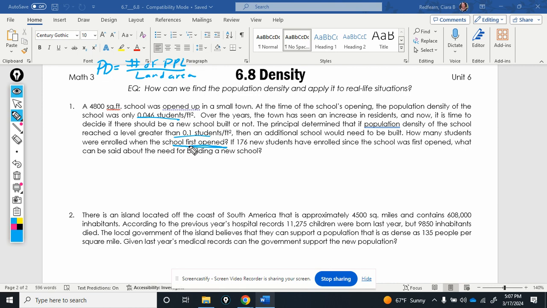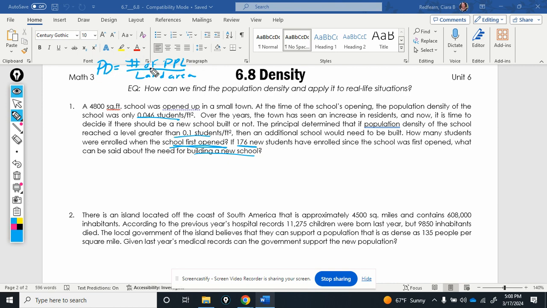That's our first question. How many students were enrolled when the school first opened? If 176 new students have enrolled since the school was first opened, what can be said about the new building? In order for us to decide if a new building needs to be built, we need to find out first what the population of the school was when it was first built, and then add our new students.